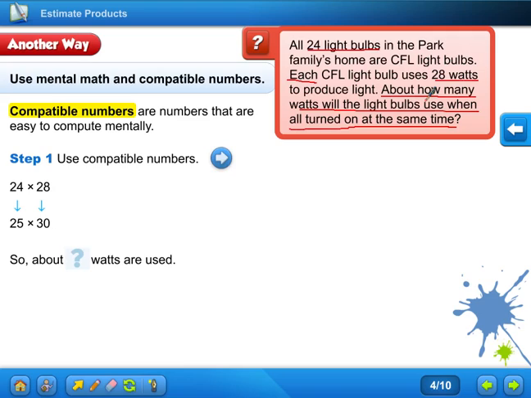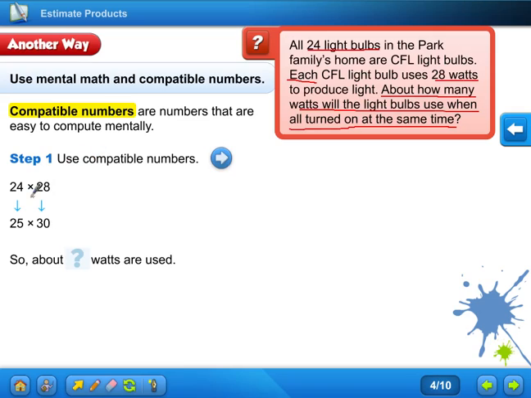And the question is asking me, if they're all turned on at the same time, how many watts will the light bulbs use? Your parents or family who you live with would probably have a heart attack if they were all turned on at the same time, huh? So, let's use some compatible numbers. Compatible numbers are numbers that are easy to compute mentally. Things that you can multiply easily in your head without having to struggle at trying to find the answers.